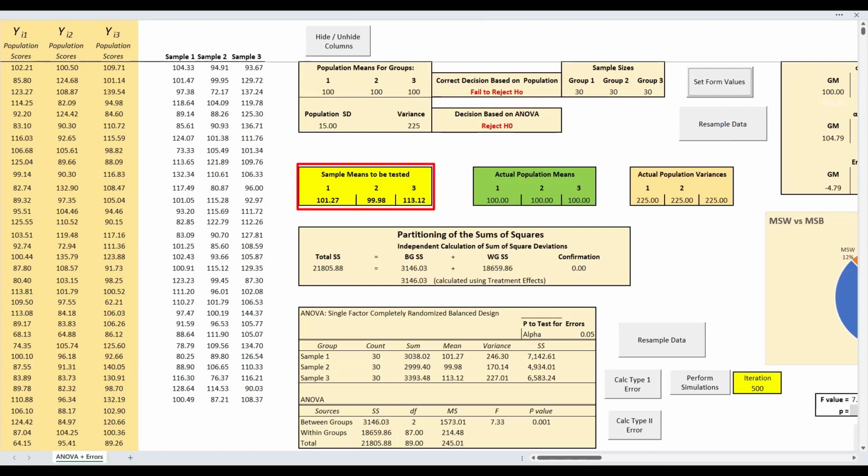Let's start by looking at the means of the new samples. The means of our three random samples of size 30 are 101.27, 99.98, 113.12. As before, notice how they differ from the population means of 100. Because all the population means have been set to be equal to 100, the differences between them and the sample means must be due to sampling error. The same would be true of the sample variances. Any differences between them and the population variance of 225 must also be due to sampling error.